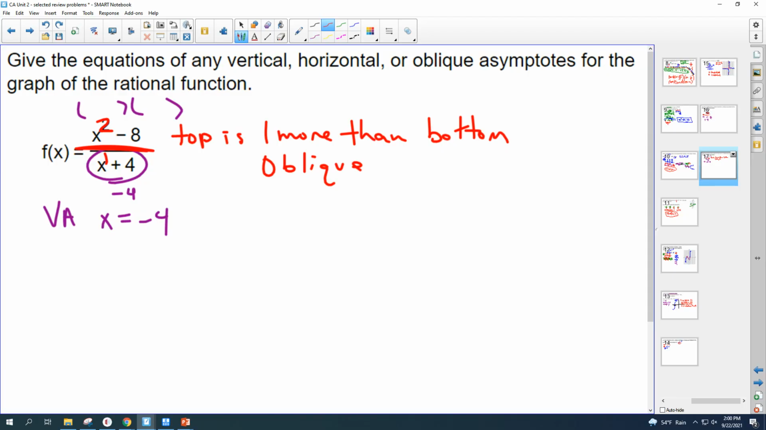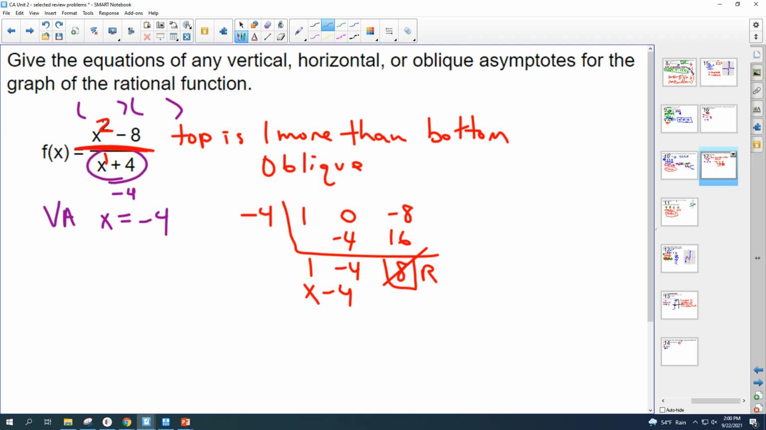And the easiest way to do that is to think of it as a synthetic division problem. That's what that says, x squared minus 8. And we're not going to use the plus 4. We're going to use that 0 value, that negative 4. Add down and multiply, add down and multiply, add down. That's the remainder, but we can ignore the remainder. We just look at this part, x minus 4. And so we're going to have an oblique asymptote, y equals x minus 4.